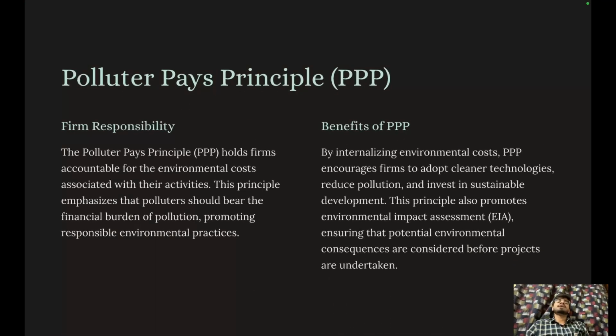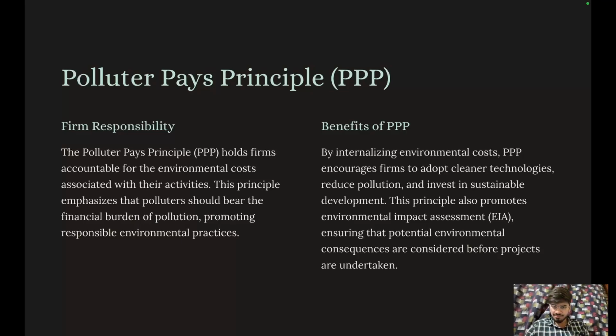So there are many principles. The first is the polluter pays principle, where the PPP holds firms responsible for the environmental costs associated with their activities. This principle emphasizes that polluters should bear the financial burden of pollution, promoting responsible environmental practices.